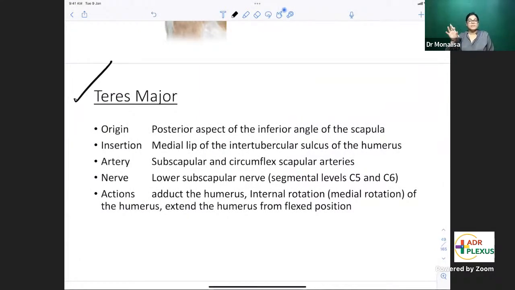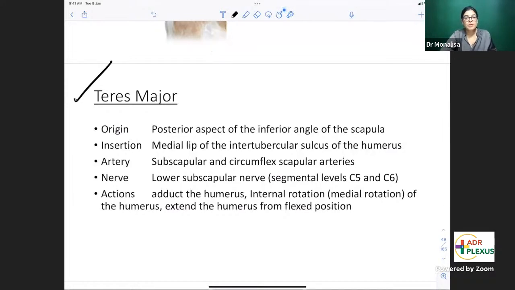Teres major arises from the posterior aspect of the inferior angle of the scapula. It inserts onto the medial lip of the intertubercular sulcus of the humerus, whereas pectoralis major inserts into the lateral lip. Arterial supply is the subscapular and circumflex scapular arteries. Nerve supply is the lower subscapular nerve, segmental supply C5 and C6. The action is adduction and internal, medial rotation of the humerus. So definitely lateral rotation is the wrong option, which is not an action of teres major.